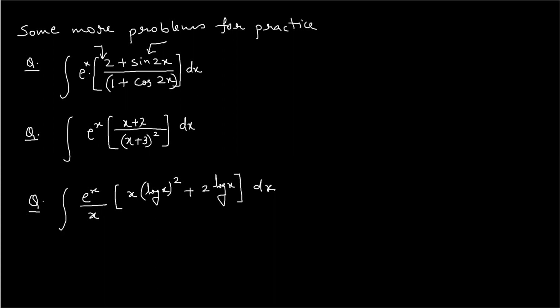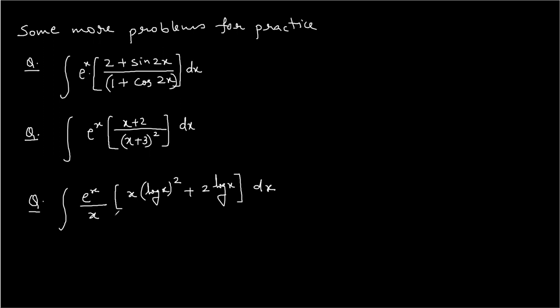Here you check that in the numerator you have x plus 2 and the denominator is x plus 3. So you will add 1 and subtract 1 so that in the numerator you get what you have inside the bracket in the denominator.